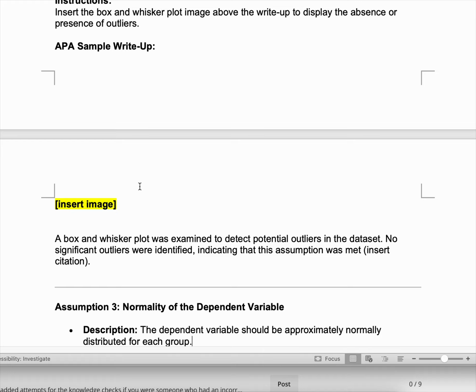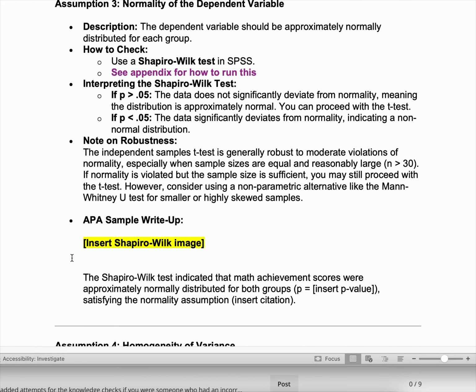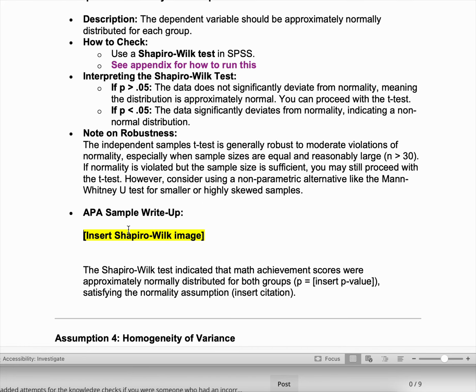And what you're going to do is take your box and whisker plot and place it here with your write-up. Then you're going to take your Shapiro-Wilk and place it here with your write-up.